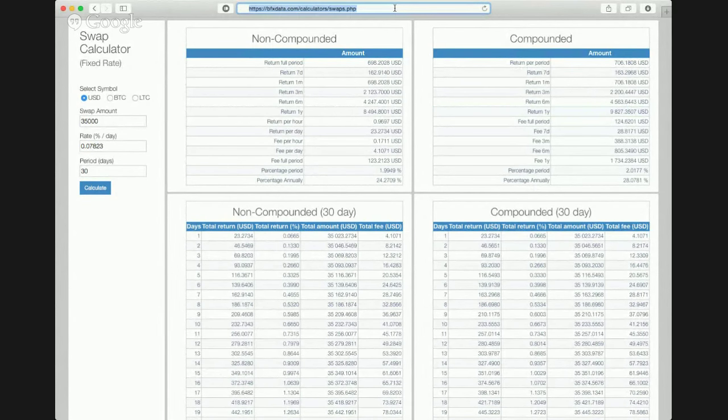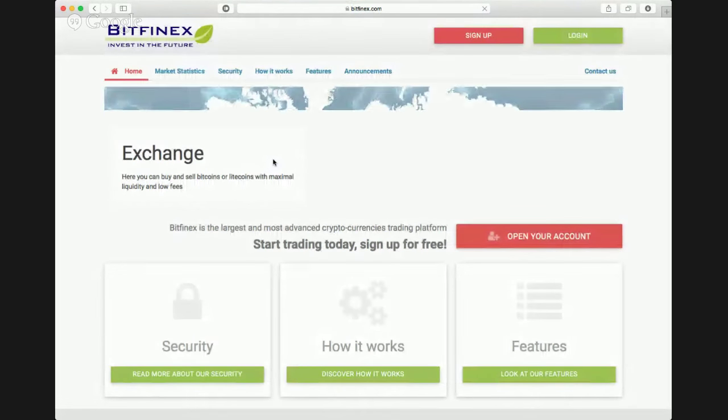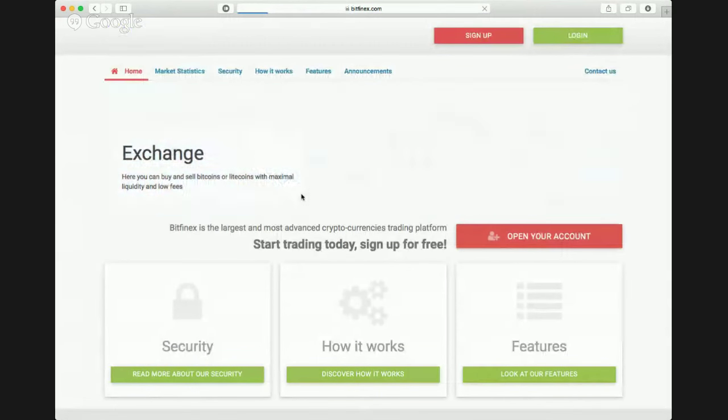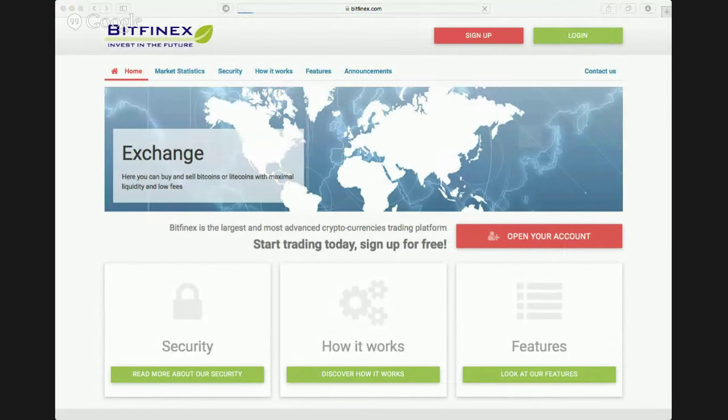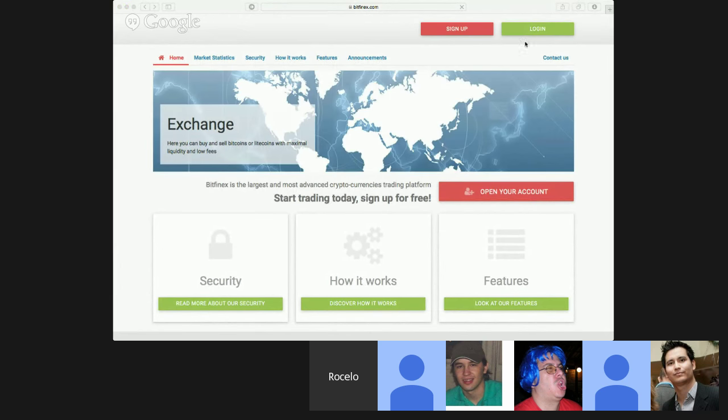Right, so then let's go straight to BitFinex. We do have a very good relationship with them. I will log in with one of the accounts that we manage, because the person that is with us let us manage it for her.